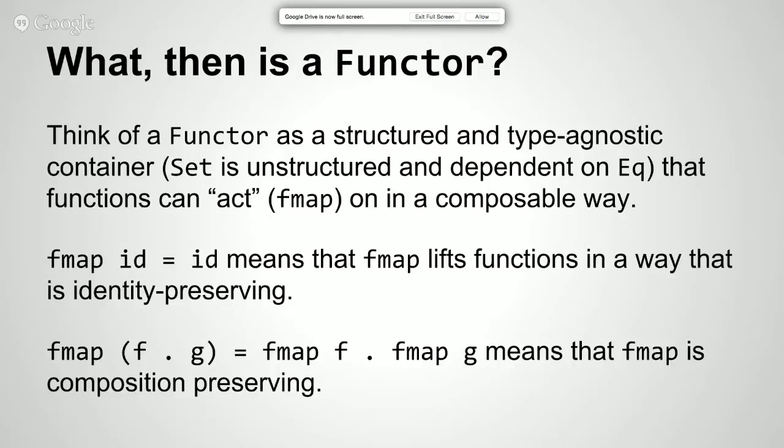So fmap id equals id is saying that fmap lifts the identity to the identity, and fmap f.g equals fmap f.fmap g, the second law, says that it's composition preserving, which is what I mean when I talk about homomorphism. It takes the compositional structure of functions on the base types, and lifts it into the same compositional structure on the F images of those types.